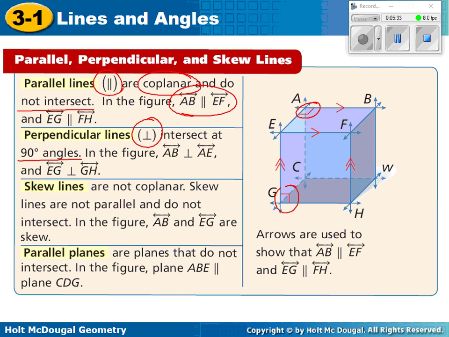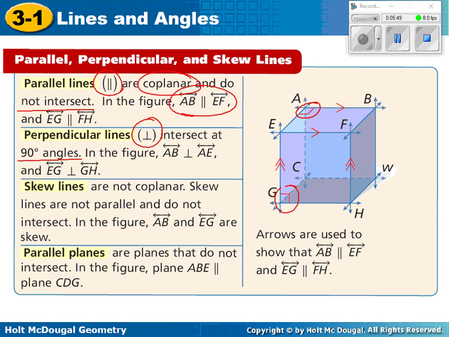Any questions about that? You want to be careful that you don't assume anything about your pictures. They are not drawn to scale, so don't assume anything. Go off your markings when you're naming things, okay? Only based off your markings.